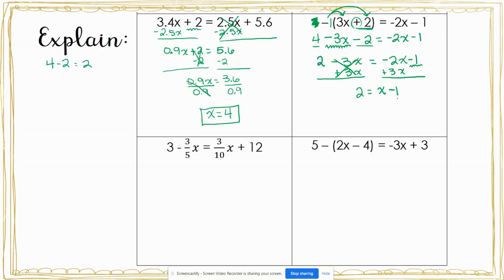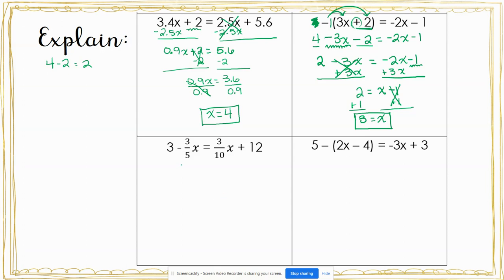Well, now I need to get x by itself, and I see that the only thing with x is this minus 1. So I'm going to use the inverse of subtracting 1, which is adding 1 on both sides of the equation. 2 plus 1 gives me 3. On this side, negative 1 plus 1 is 0, and they cancel out to leave me with x. So my solution is 3 equals x.